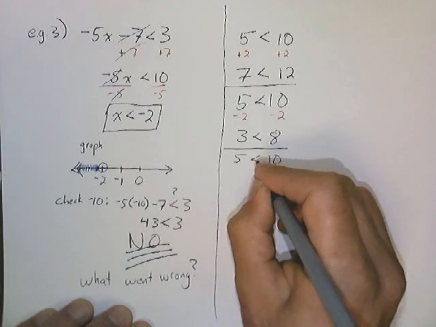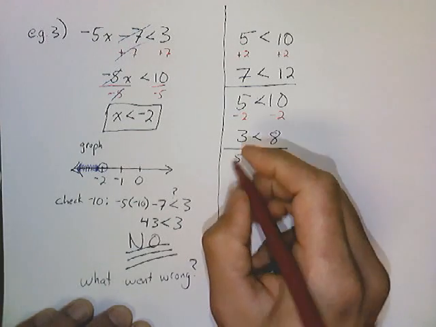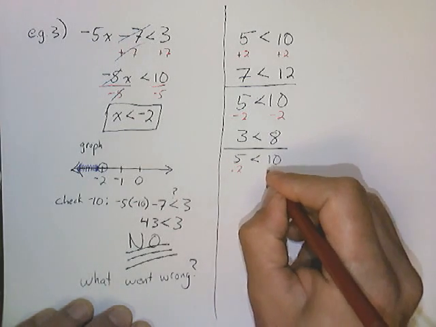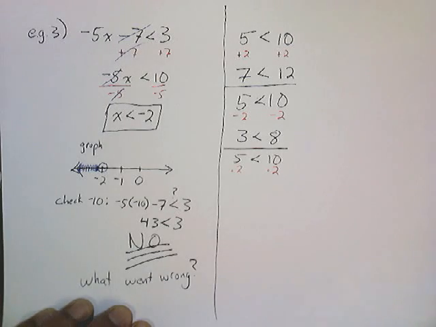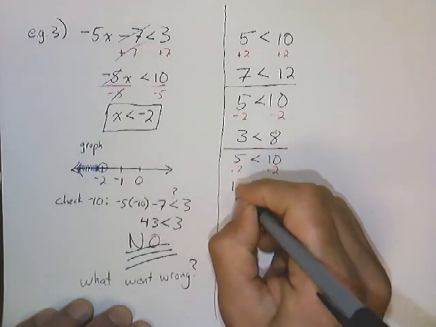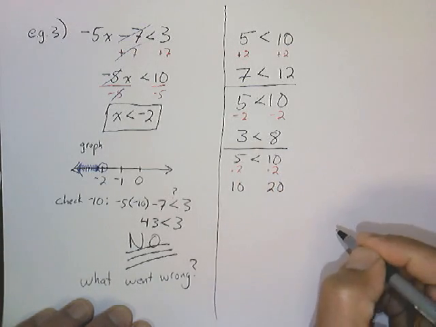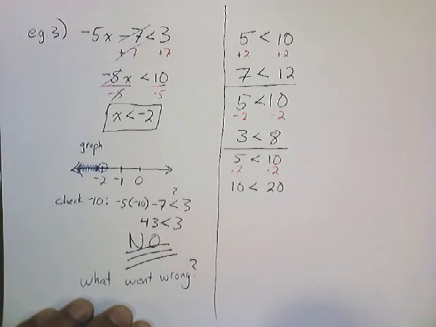5 and 10. Let's try multiplying by 2. Why not? 5 times 2 is 10. 10 times 2 is 20. Yep, still perfectly fine.